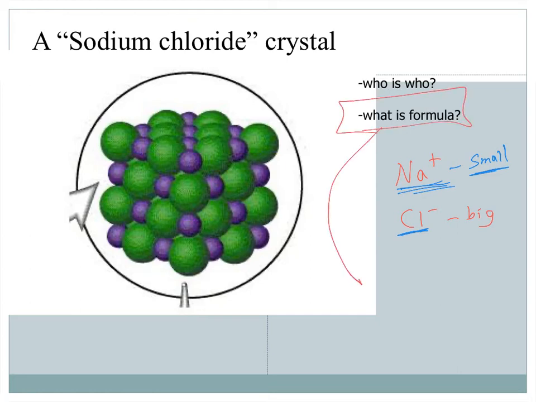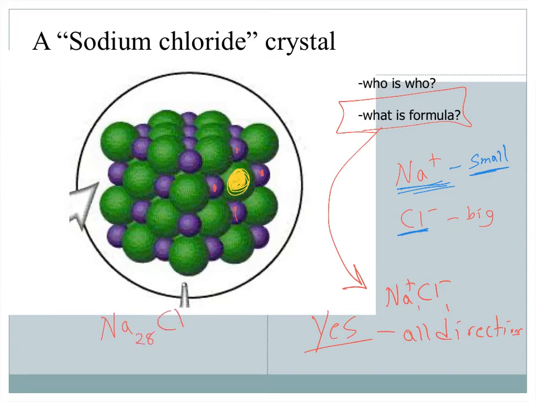Now, here's the trick. What's the formula for table salt? Sodium chloride. We know that it's 1 and 1. 1 positive, 1 negative. But the question here is, I'll go this one right here. We'll call him old Yeller. Who is Yeller bonded to? Is he bonded to the left, to the right, to the top, to the bottom? Is he bonded to the one behind him, the one out in front of him? And the answer is yes. He is bonded, he is pulled in all directions. But that would mean that the formula here is something like Na28Cl28 if we count all of them. And that would be a silly formula.